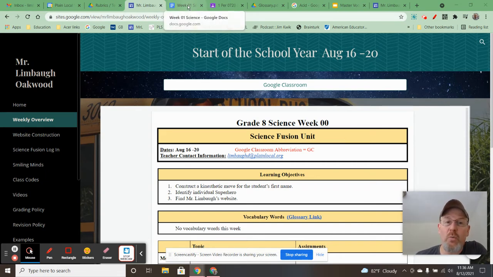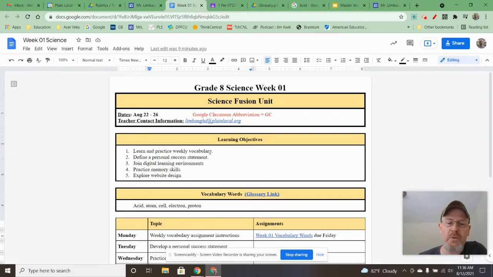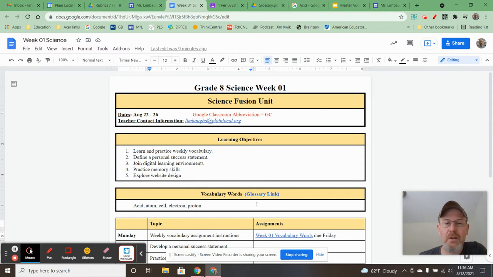So when we look at week 1, you can see your vocabulary words are listed on the weekly overview. The weekly overviews are posted on my webpage. It's a great place to find out information. You can see in the box, the vocabulary words for week 1 are acid, atom, cell, electron, and proton. These are terms that you heard last year.